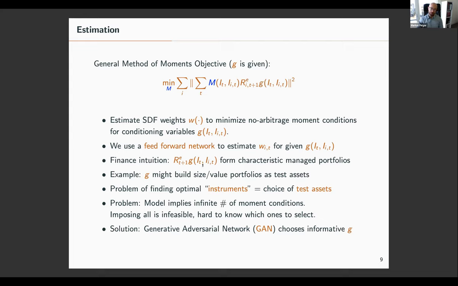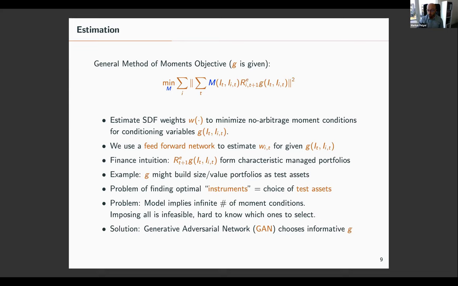Now the next step is important, so please pay attention. If I take excess returns and multiply them with a conditioning variable, I essentially form characteristic managed portfolios. One example would be a G that is an indicator function that is one if I have small cap stocks and zero otherwise. In that case, I form characteristic managed portfolios that are small cap stocks. So choosing a conditioning function is the same as forming test assets or choosing instruments for a GMM problem, right? By choosing my conditioning function, I choose which test assets I want to price with my asset pricing model.